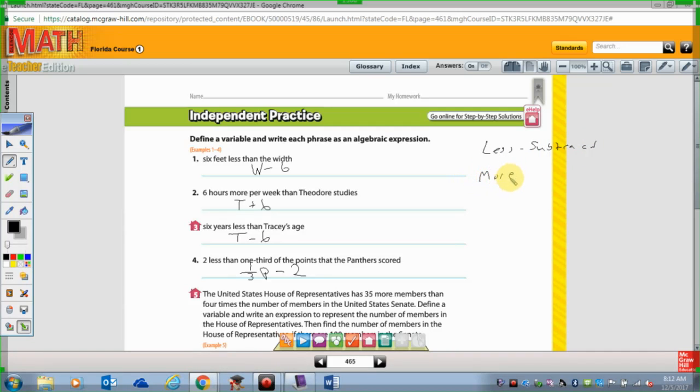More, you're going to add. Times, you multiply. And if you're putting things into groups, you're going to divide. And it may even say divide. So times, multiply, groups, or separate, you're going to divide. If it says to do more of something, you're going to add. And then less of something, you're going to subtract. So that's the different things you need to know today.